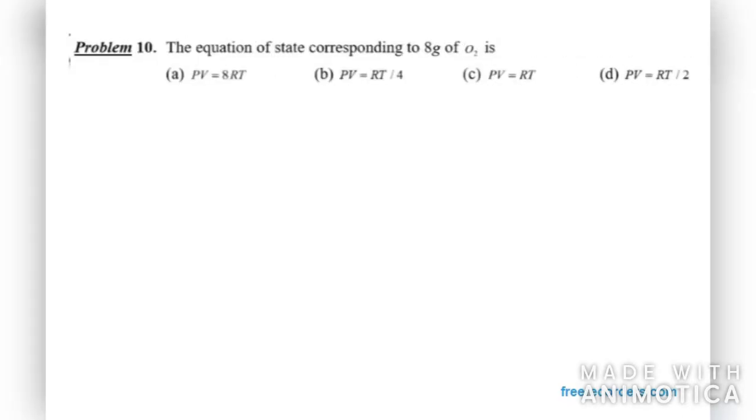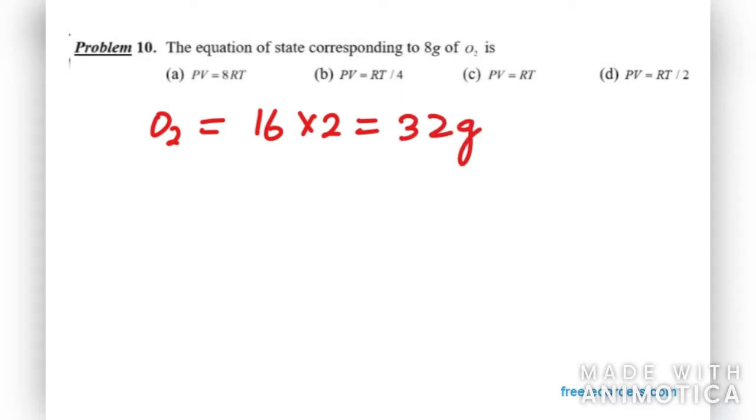The equation of state corresponding to 8 gram of oxygen is? So we need to find the right equation out of these four. As we have O2, the molecular mass will be 16 times 2, 32 gram. So 32 gram means 1 mole. Therefore, 8 gram of O2 means 1 by 4 mole.